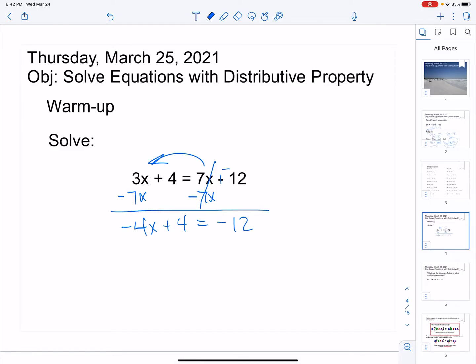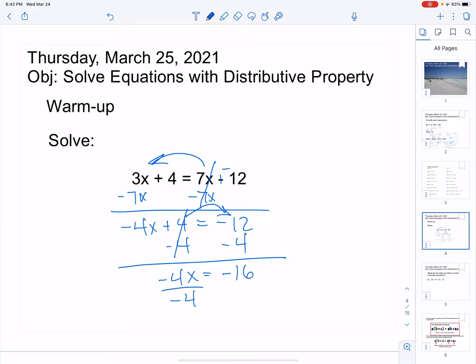So now I need to move the 4 over to be with a negative 12. So I have a plus 4, so I'm going to do a minus 4 and a minus 4. And again, that's the same thing as a negative 4. So I end up with, on the left-hand side, negative 4x is equal to, and then negative 12 and negative 4 will give me a negative 16. And then we divide both sides by negative 4, and you end up with x is equal to positive 4. So that's the steps that we use in order to solve equations.